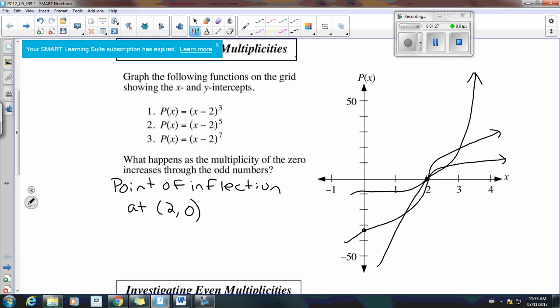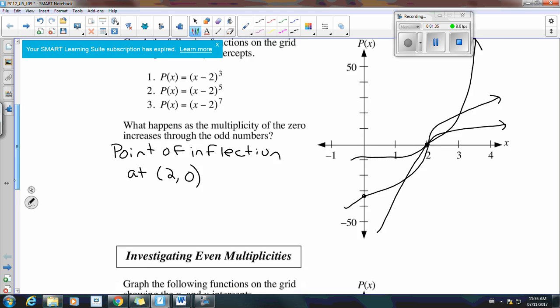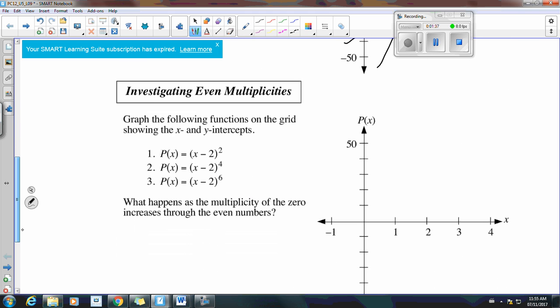So just because there's a point of inflection, in the last lesson we said, oh, that means it's multiplicity 3. It actually means it's any odd multiplicity other than 1. And the same thing goes for evens.